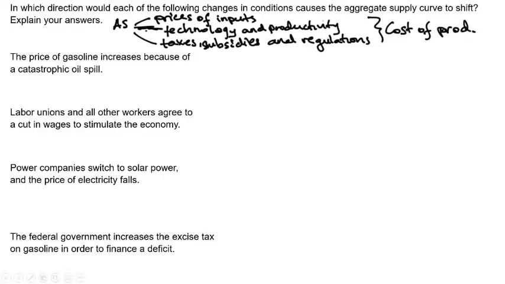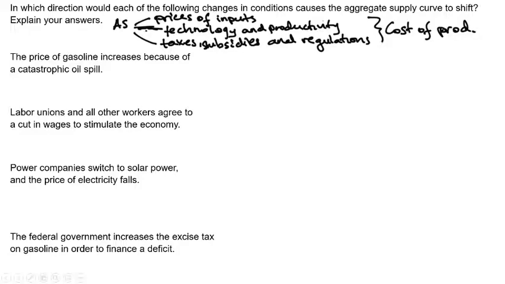Okay, let's try one more time. So the aggregate supply factors are anything that affects the cost of production. So we're looking for things like the price of inputs, technology and productivity, taxes, subsidies, and regulations. Let's take a look at the first case. The price of gasoline increases because of a catastrophic oil spill.